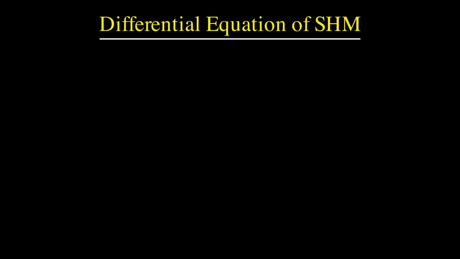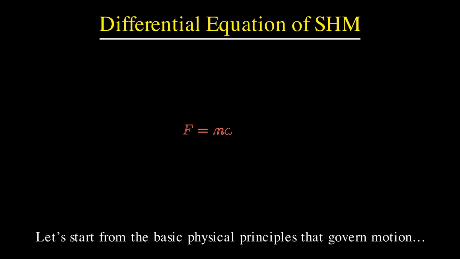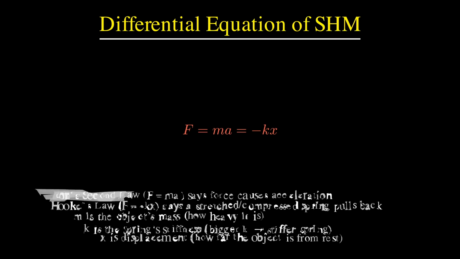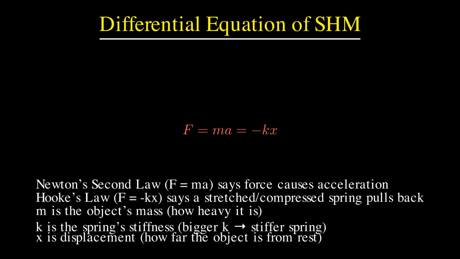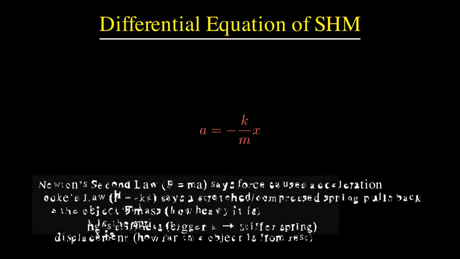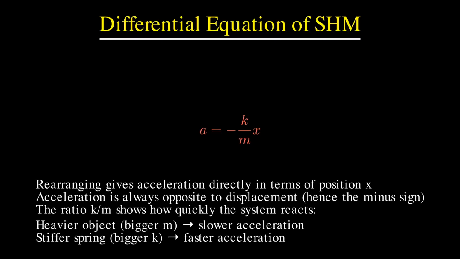Let's understand the differential equation that governs simple harmonic motion. We'll start from the fundamental physical principles that describe how objects move under oscillating forces. Newton's second law tells us force causes acceleration. Hooke's law says the spring pulls back when stretched or compressed. m is the object's mass. k is the spring stiffness. x is how far the object is displaced from its resting position. Rearranging gives acceleration directly in terms of position. Acceleration is always opposite to displacement.